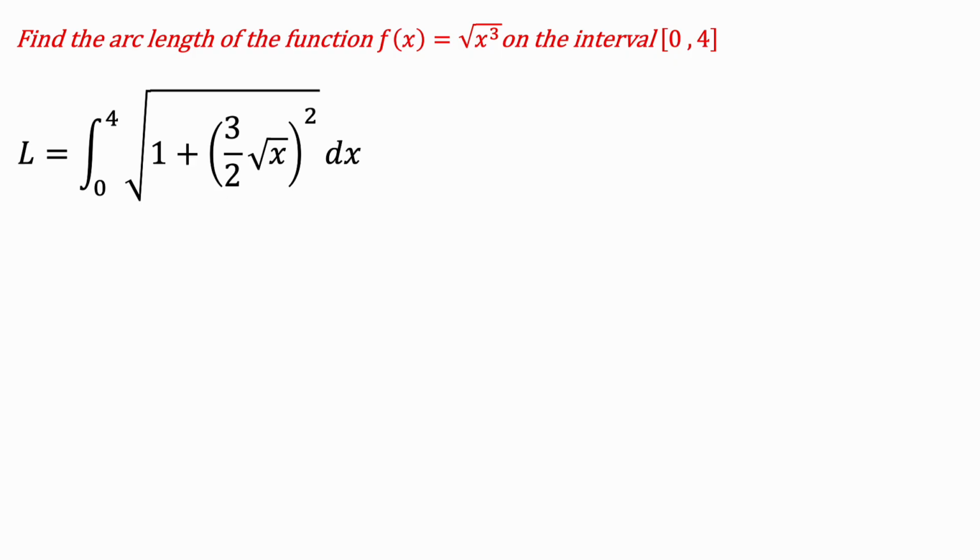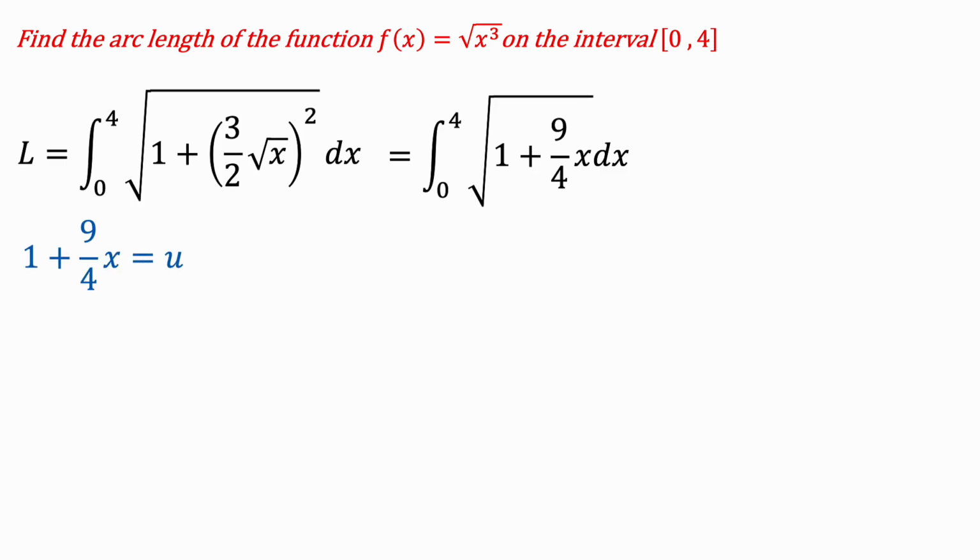Now let's square this. Under the radical, we just need to expand that square. It becomes 9/4 x. So we get the integral from 0 to 4 of the square root of 1 plus 9/4 x dx. We can use substitution. If I set 1 plus 9/4 x equal to u, then its differential becomes 9/4 dx equals du.